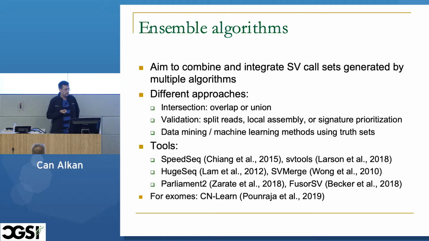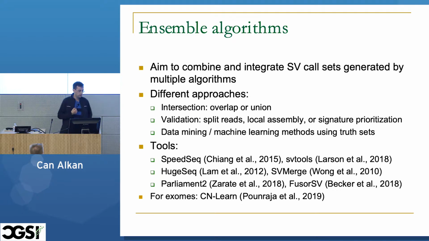There are different approaches. With intersection, for example, you merge those that overlap by, let's say, more than 50% or more than 80%, or you just take the intersection part, or you make a union of them. That's what Ryan Mills did back in 2010. But obviously there are more involved algorithms that do this in a better way. Or you can use validation information coming from other sources, or machine learning algorithms that you train with the known variants.